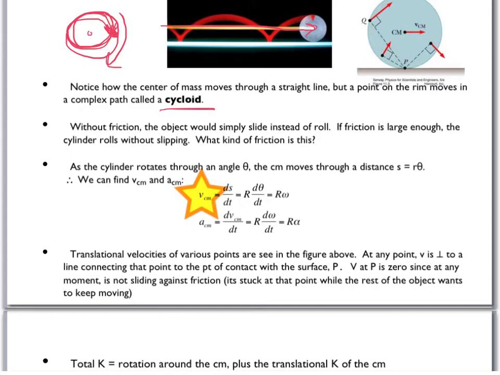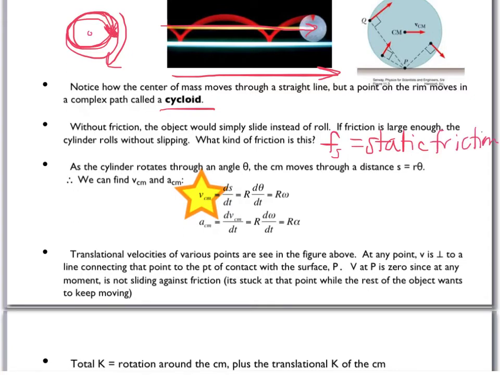Now, without friction, an object would never roll, because if you pushed it across the surface, it would simply slide across that surface and never begin to roll. So, rolling actually requires friction to take place. In fact, if the friction is large enough, the cylinder would roll without slipping. So, if something is going to roll without slipping across the surface, what kind of friction are we talking about? Of course, it would be f sub s. It would be static friction that we're looking at if we were rolling without any sort of slippage.